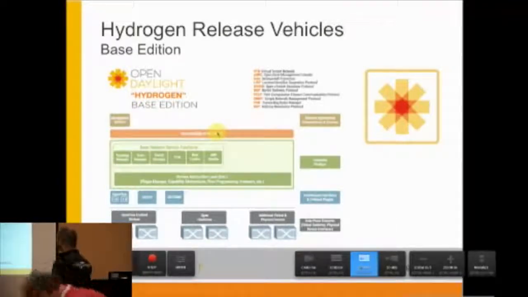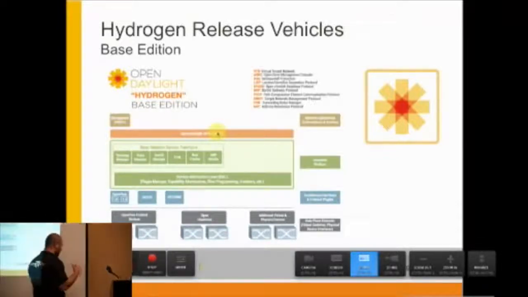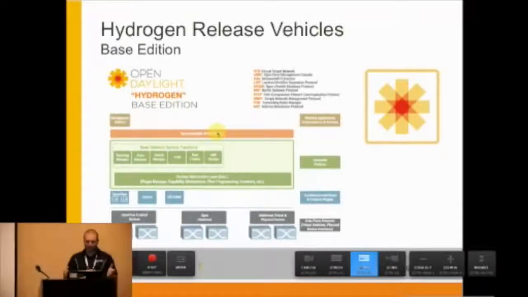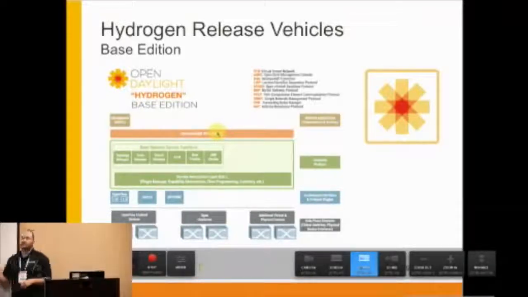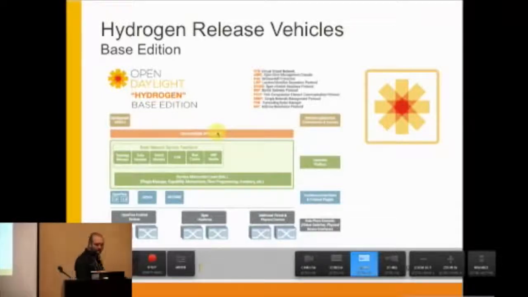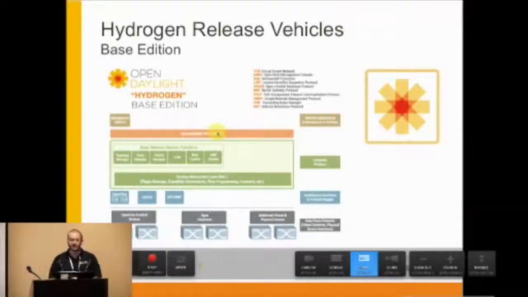As part of these editions, the first one would be base edition. So what would base edition be? It would be a couple of southbounds, just enough to actually get the controller going. You'd have the network service functions, the abstraction layer, along with only the base functionalities like the OpenFlow plugin and ways to talk with the actual devices. So that was your typical base edition.